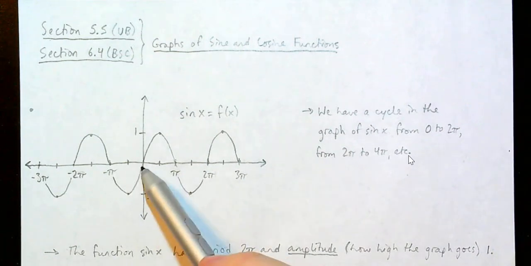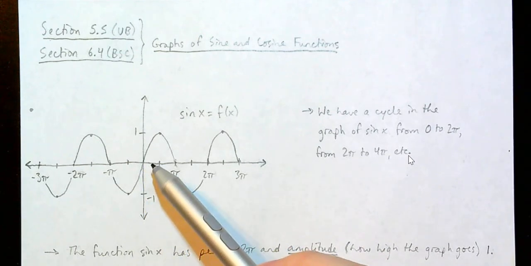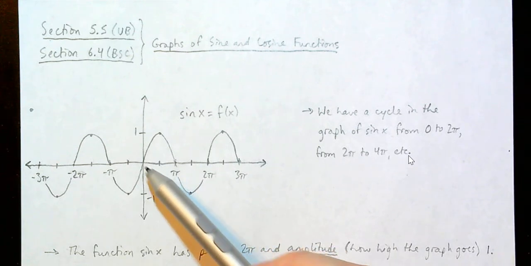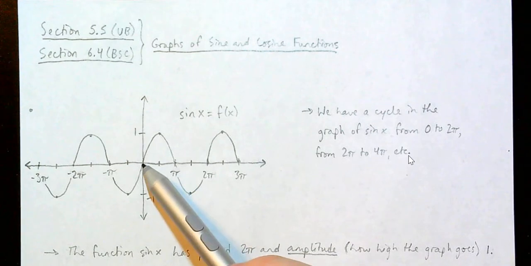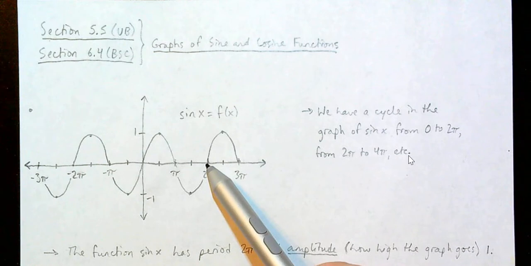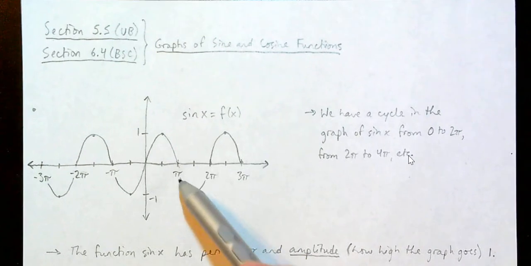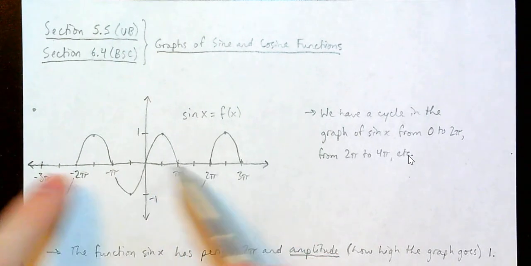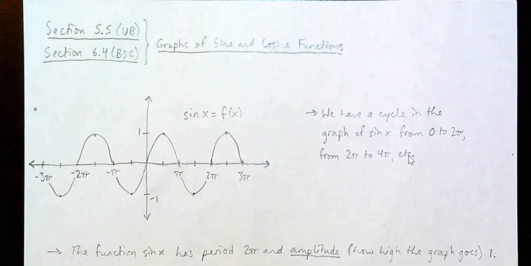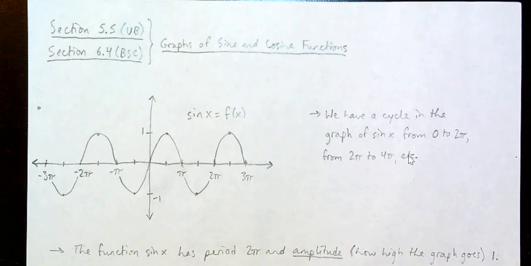So this is why we say that the period of the sine function and the cosine function, which we'll see shortly, is 2 pi. Because you see over this interval of length 2 pi it starts at 0, up to 1, down to 0, down to -1, back up to 0. And that cycle of values repeats over the interval of length 2 pi. So that's why we say that the period of the sine function and the cosine function is 2 pi.